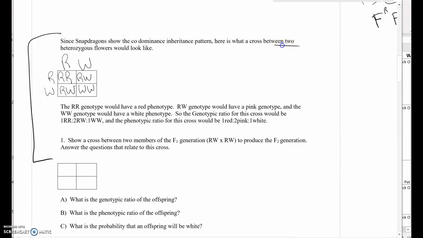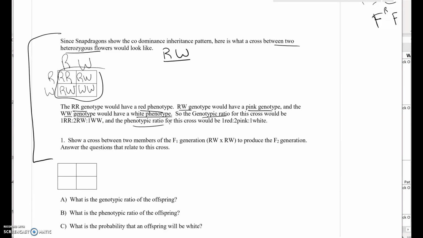So here, if we had a cross between two heterozygous flowers, if we're talking about our snapdragons above, they had a red allele and a white allele, so heterozygous would be RW. This would be our potential offspring here. RR genotype would have a red phenotype, RW genotype would have a pink phenotype, and WW genotype would have a white phenotype. So we could come up with genotypic ratios and phenotypic ratios and percent probabilities, just like we did with Mendelian inheritance.